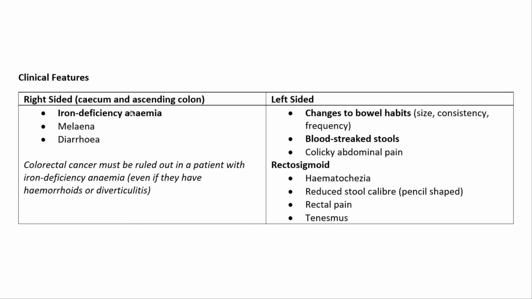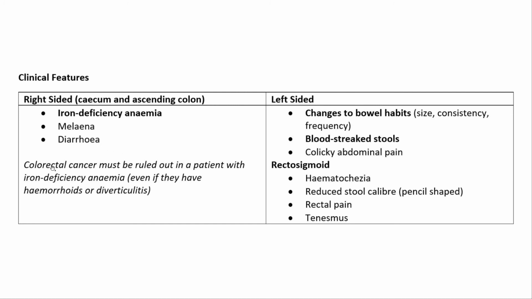colon and cecum present with iron deficiency anemia, but they don't have really severe bowel habit changes because it's so early in the colon. The feces are still liquid at that point. But they can get melena, the black tarry stools, and diarrhea.